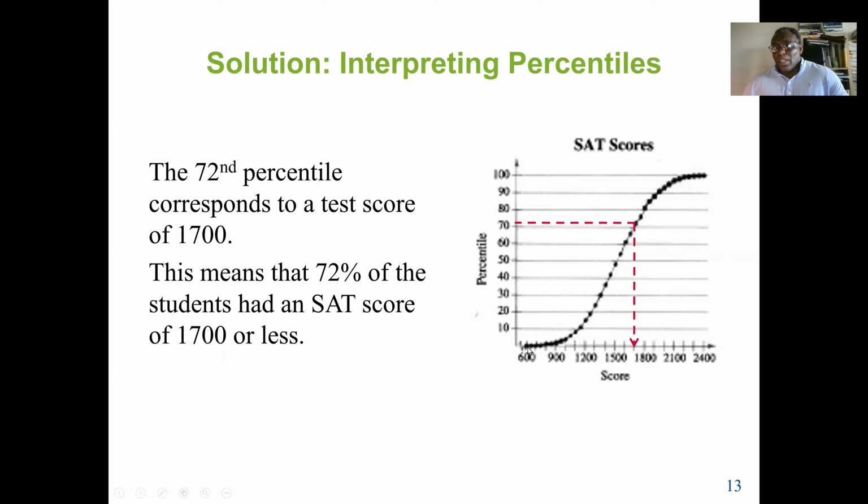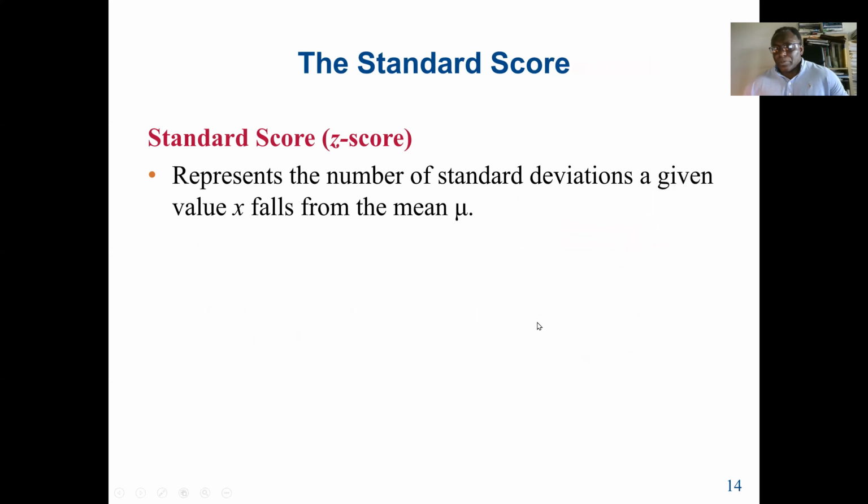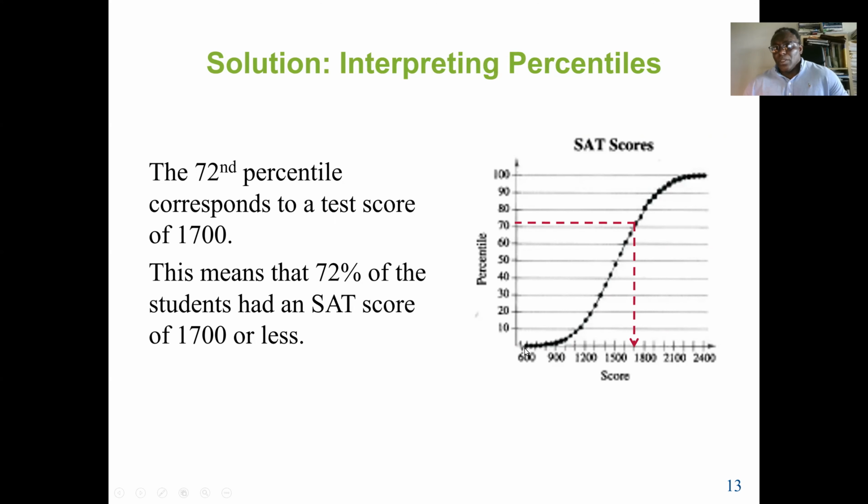Less or less. Because from 600 to 1,700, that is the 72nd percentile. This is our percentile vertical line. So this means again, 72% of the students had an SAT score of 1,700 or less.